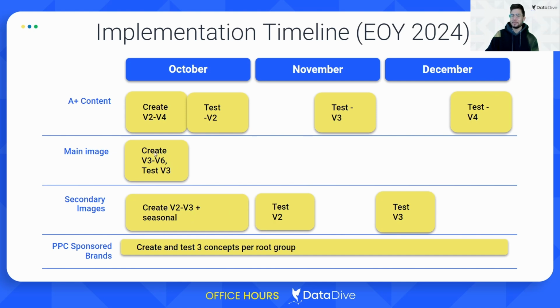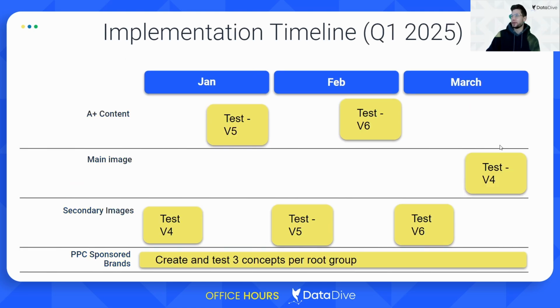Once we finish the main image test, we're going to move on to testing V2 of our A plus content, V2 of our secondary image, V3, V4. We're just going back and forth between our A plus content and our secondary images until we get to the end of February, where we've tested 6 different versions. Some of those are different orders. Some of those are different information density. Some of those are different designs. And then in March, we wrap up with testing our version 4 of our main image. This implementation timeline is going to make a little bit more sense in a minute.